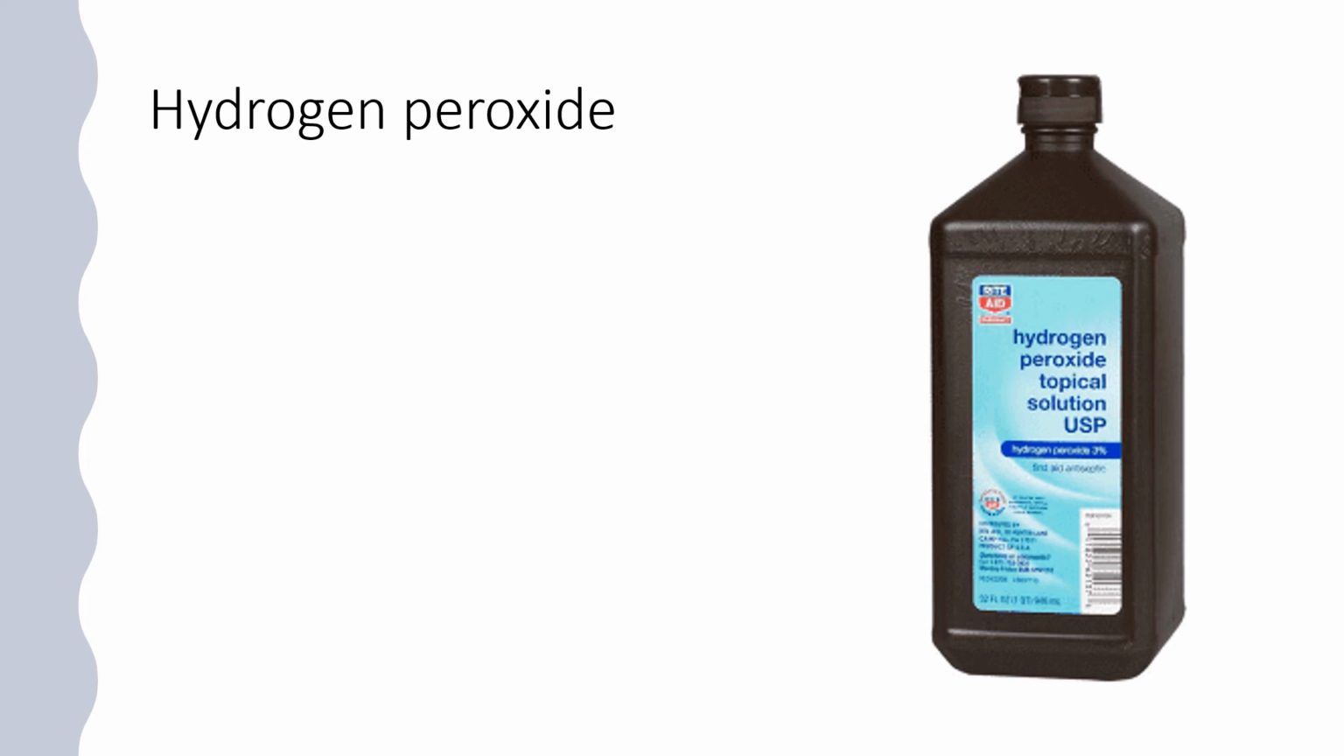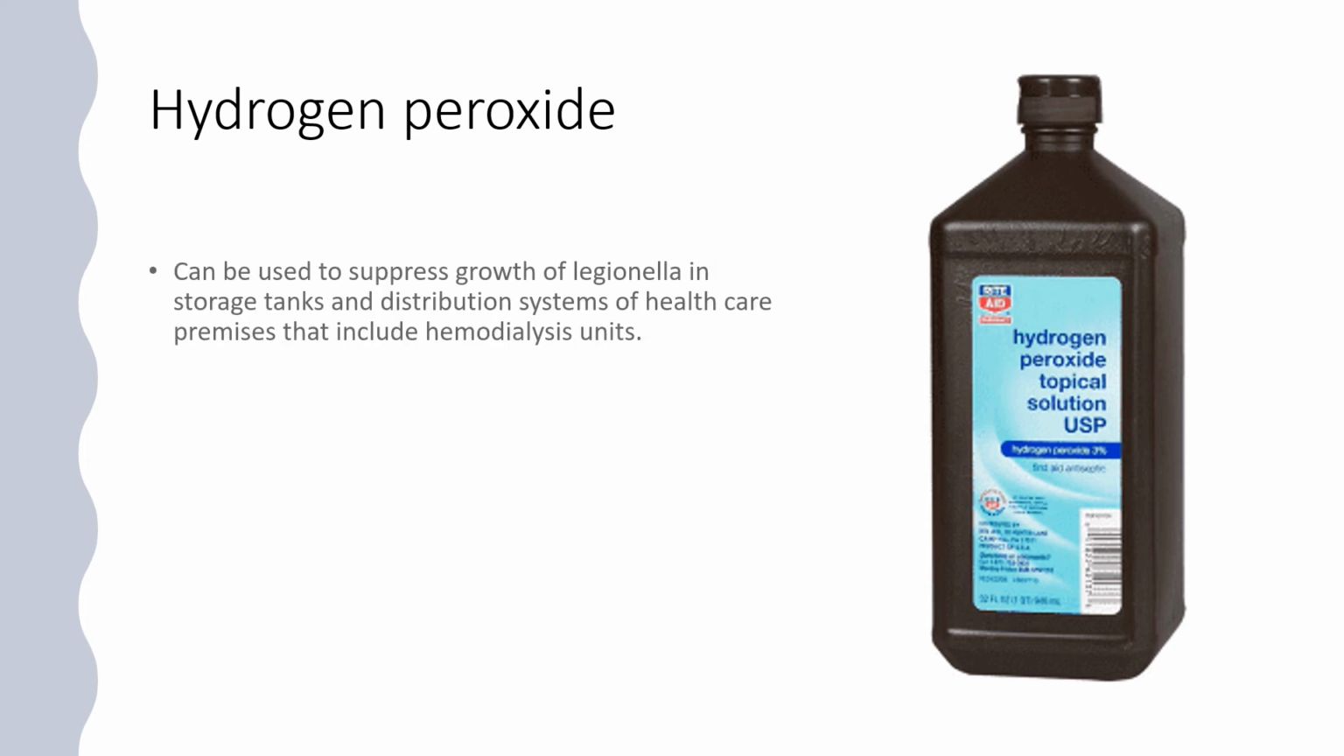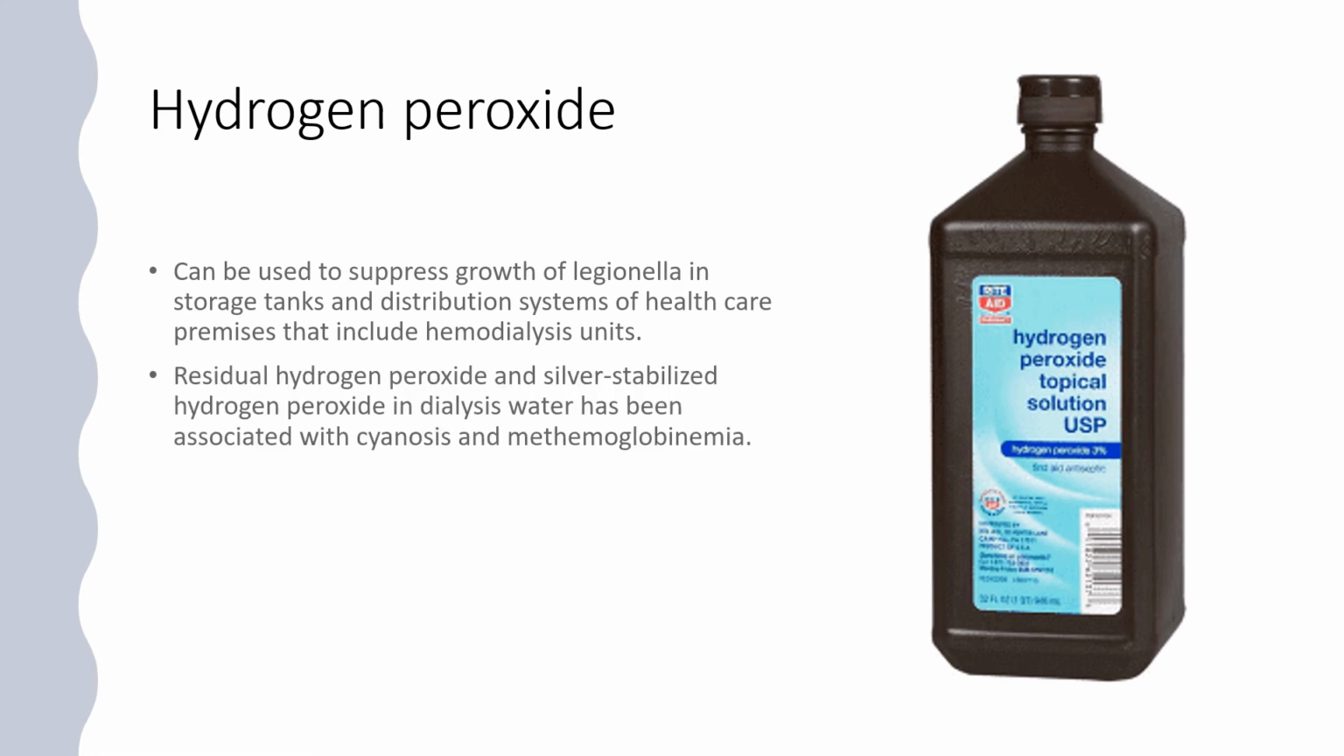Sometimes contaminants to the water system are added by dialysis providers. An example is hydrogen peroxide. It's used to clean storage tanks and distribution systems of dialysis units. Very good for sterilizing things and killing bacteria. But, of course, you have to flush it through the system and make sure that you get all of the hydrogen peroxide out of the water system before you expose it to patients. Otherwise, it can cause methemoglobinemia.